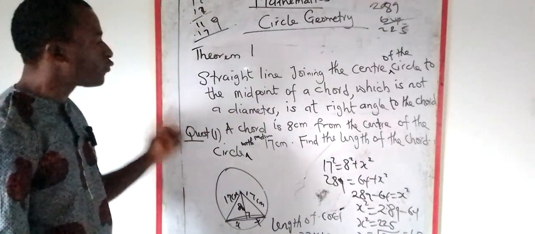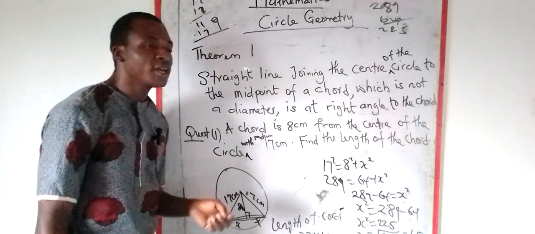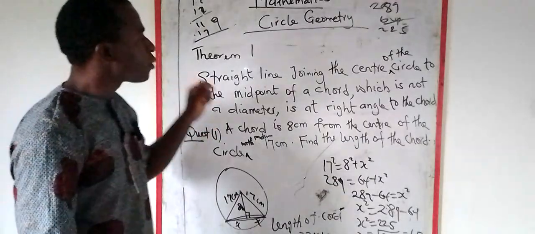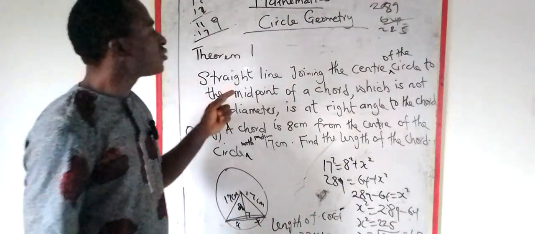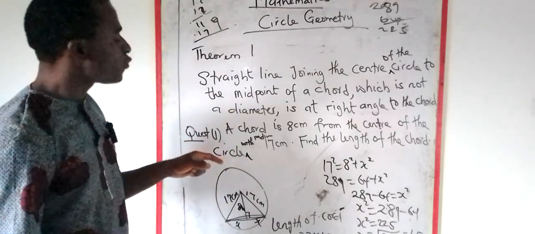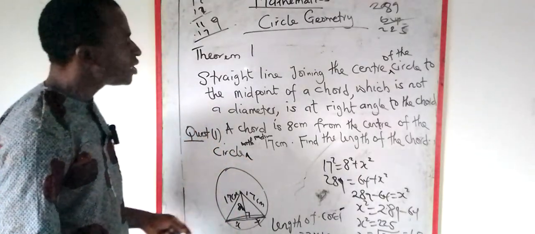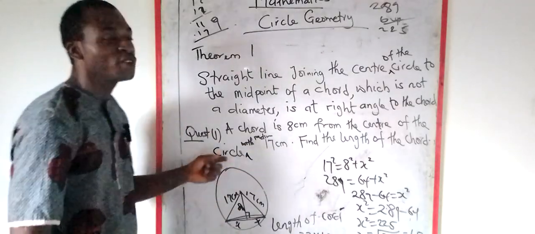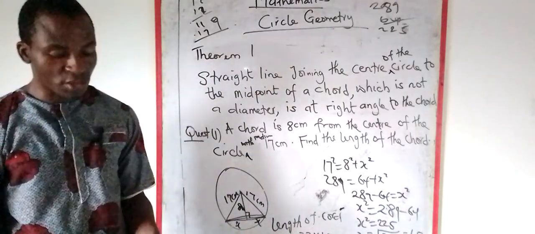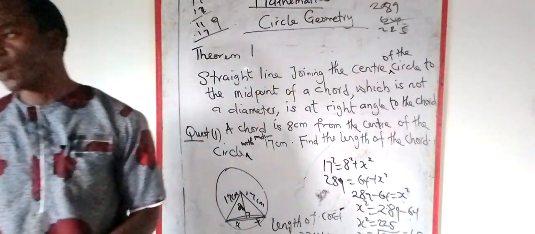Don't forget, the law says that the straight line from the center of the circle to the midpoint of a chord, which is not a diameter, is at 90 degrees, at right angle. That's what it means. And it also divides the chord into 2 equal halves. Just take note of that.